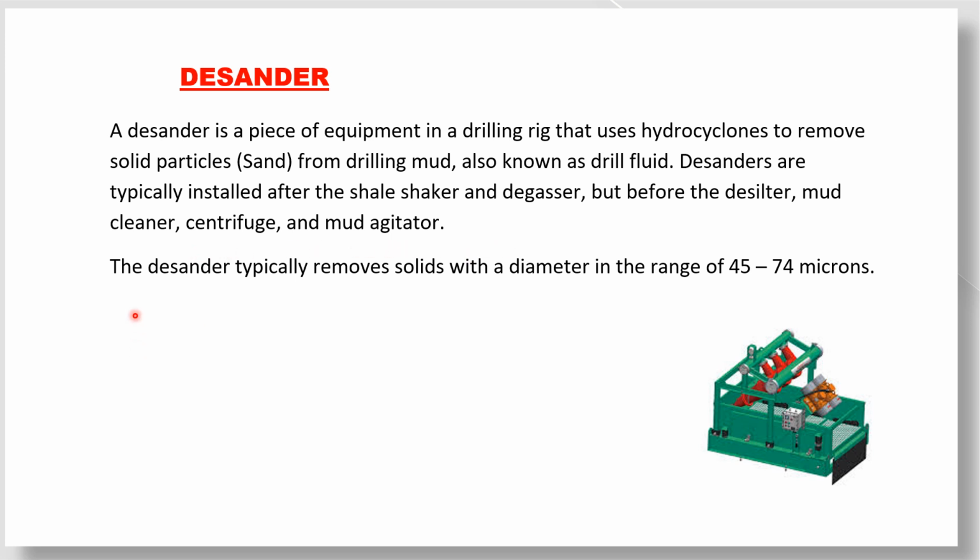The desander typically removes solids with a diameter in the range of 45 to 74 microns. And in some rigs, I have seen that the desander and desilter are combined and make one equipment. Those desander and desilter combined make a better cleaning function for the drilling fluid.